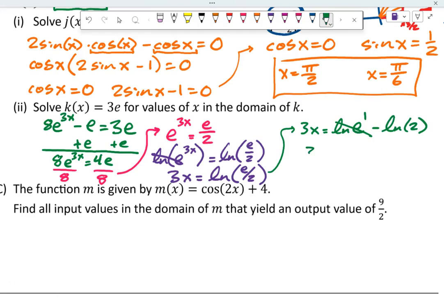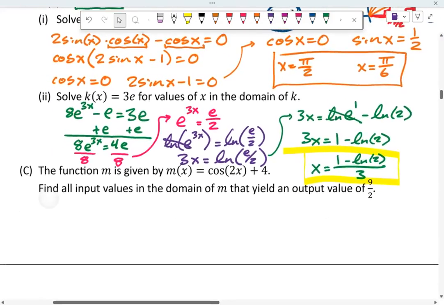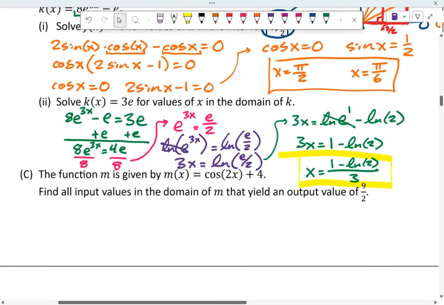What happens to the ln and the e? And I'm left with 1 minus ln of 2. Now go ahead and divide by 3, and you get the answer 1 minus ln of 2, over 3. But we have simplified because they've told us we need to simplify where possible. And it was possible there. So we do it. All right, any questions on part B?